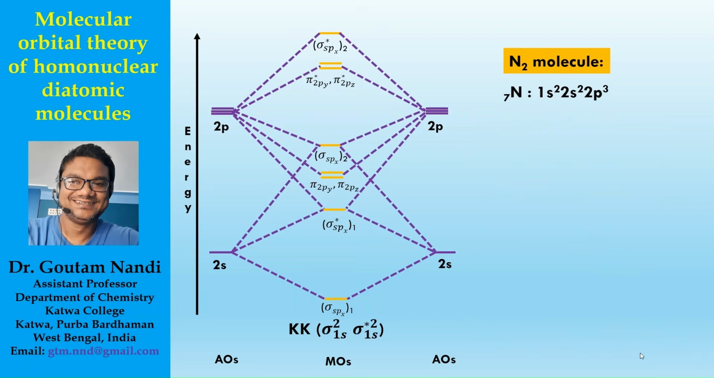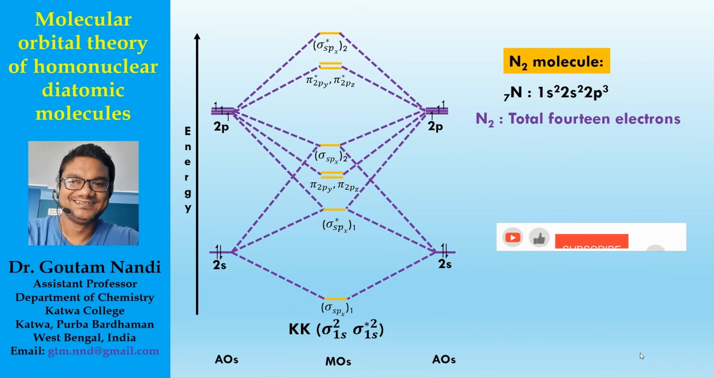Nitrogen has the electronic configuration 1s2, 2s2, 2p3. So there will be a total of 14 electrons, and 4 electrons will be in the KK shell, and the other 10 electrons will occupy the higher energy molecular orbitals. Okay, and that will be occupied like this.